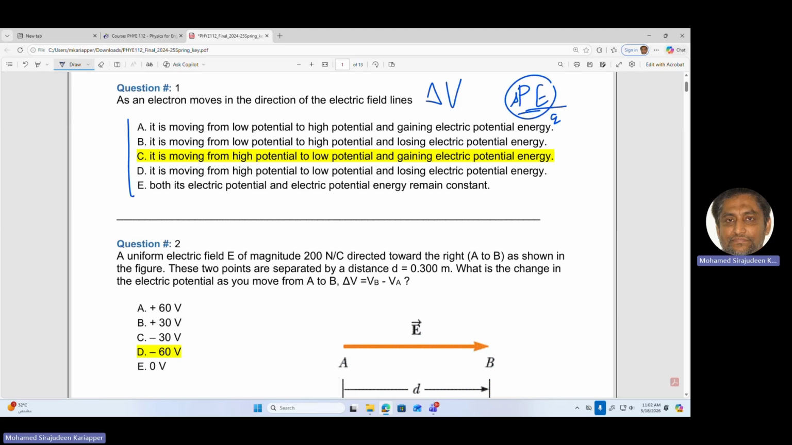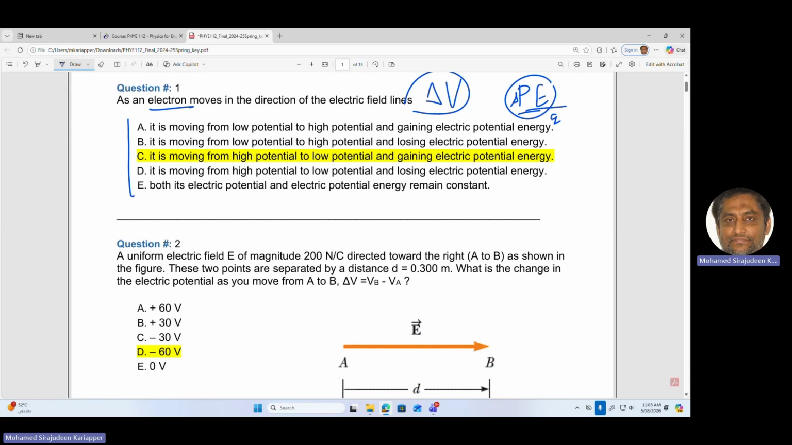So the question here is, an electron, it's a charged particle, moves in the direction of the electric field lines. There is an electric field and a charge is moving in this electric field in the same direction as the electric field, not the opposite direction. An electron is moving in the same direction as the electric field. The potential is independent of the test particle. Potential does not depend on the charge itself, whether it is positive charge or negative charge, it doesn't matter. This is what you have to remember.